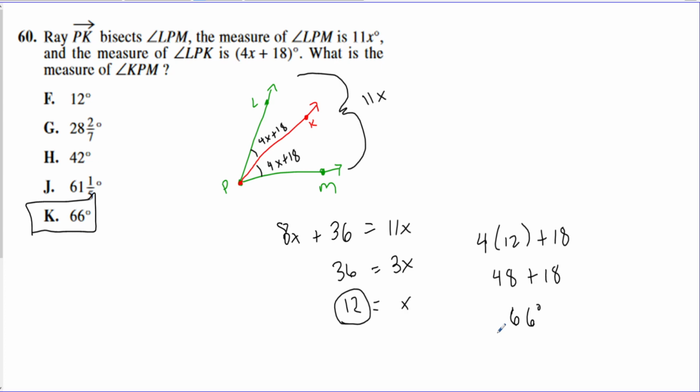So that's it. That is number 60. We've done all 60 problems in practice test number 1 on the official ACT Guide 2020.